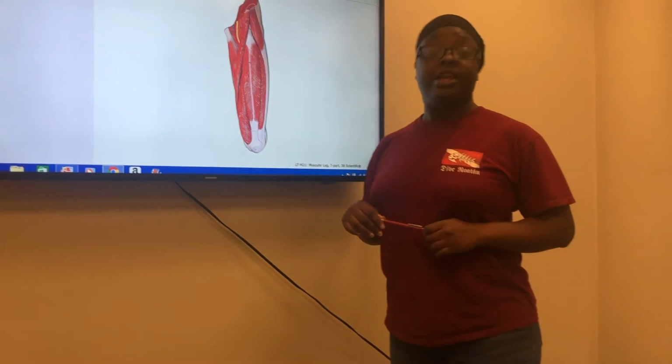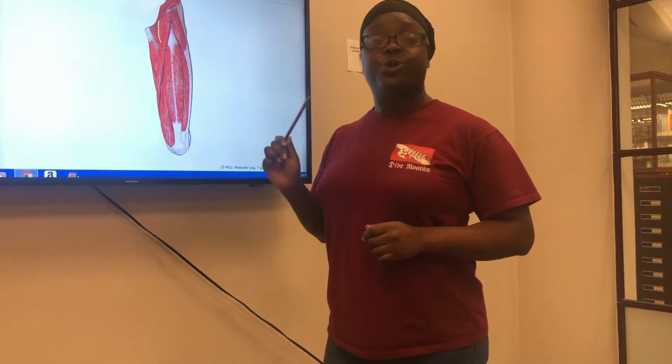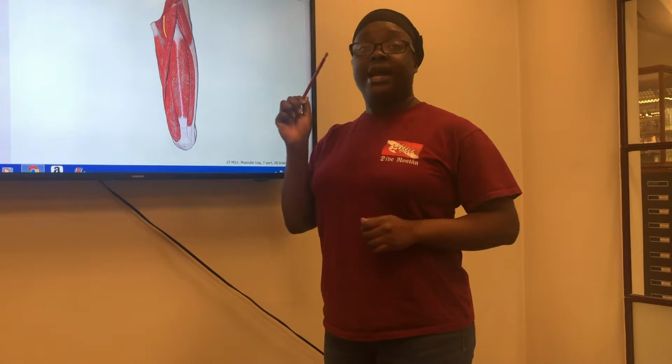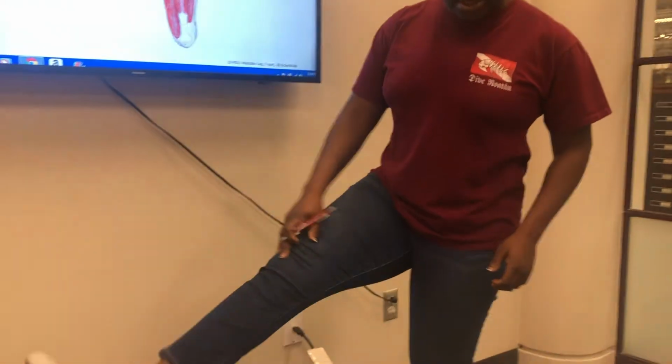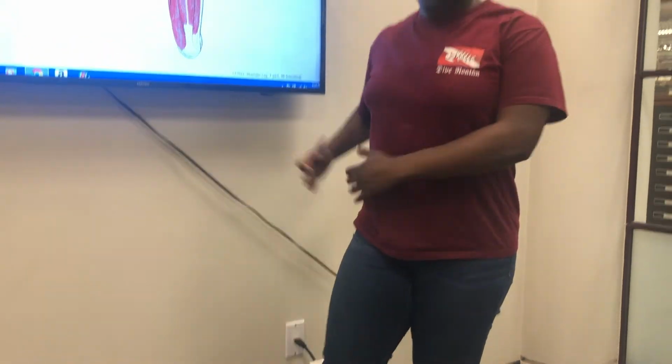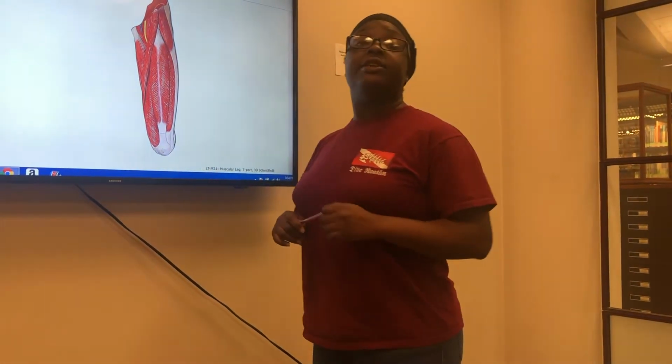Here is the vastus lateralis. The insertion is in the patellar ligament. The origin is the greater trochanter and the intertrochanteric line and linea aspera. The action, it also extends the knee, and it stabilizes the knee. And it's in the femoral nerve.